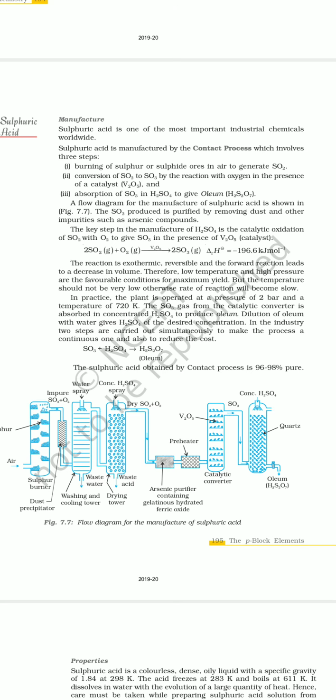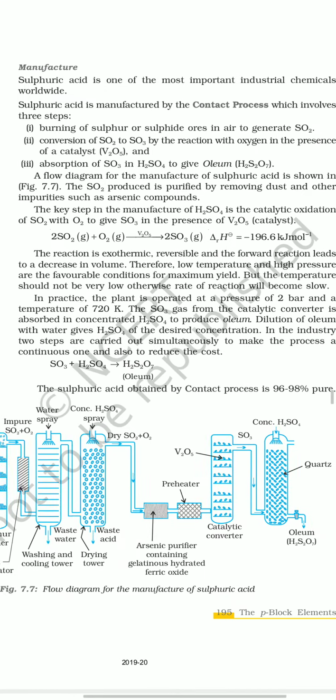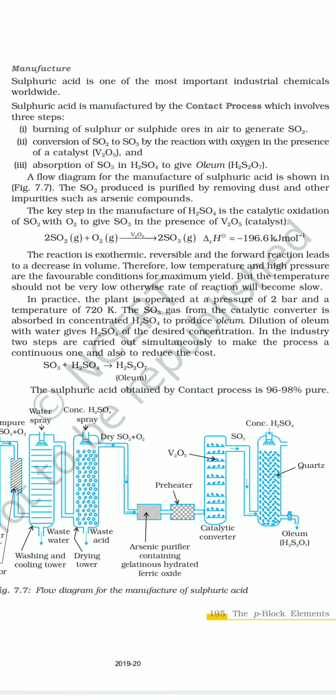Now, sulfuric acid is manufactured by the contact process, and the contact process involves three steps. There are three basic steps. First is the burning of sulfur, and what is being produced? Sulfur dioxide. When sulfur burns in air, sulfur dioxide, SO2, is produced. This is the first step.